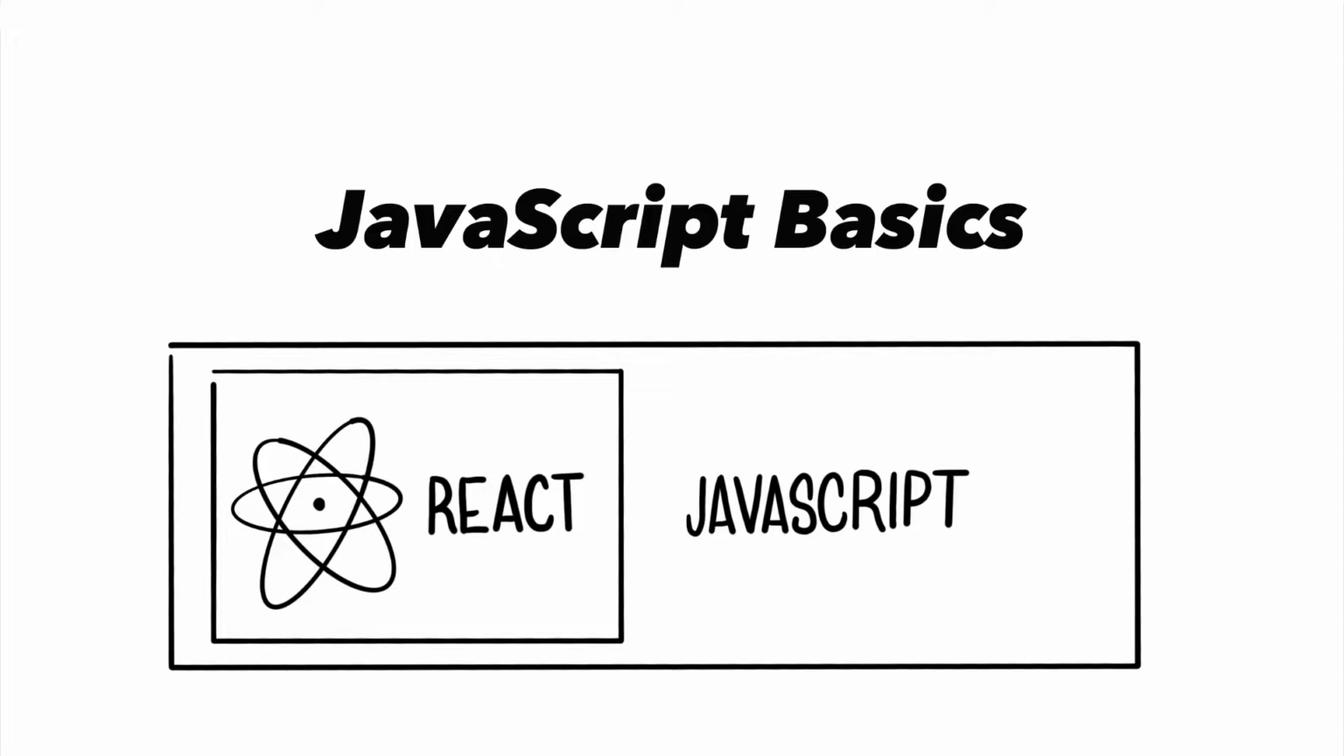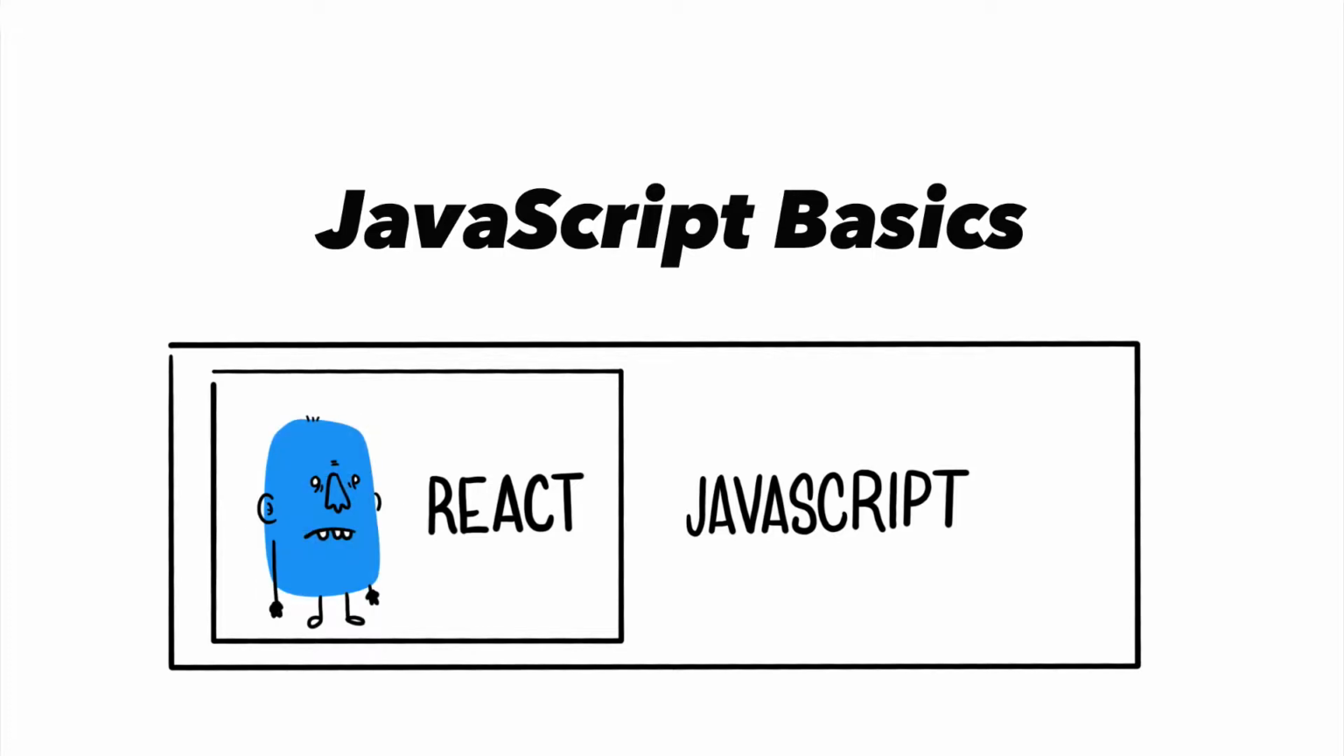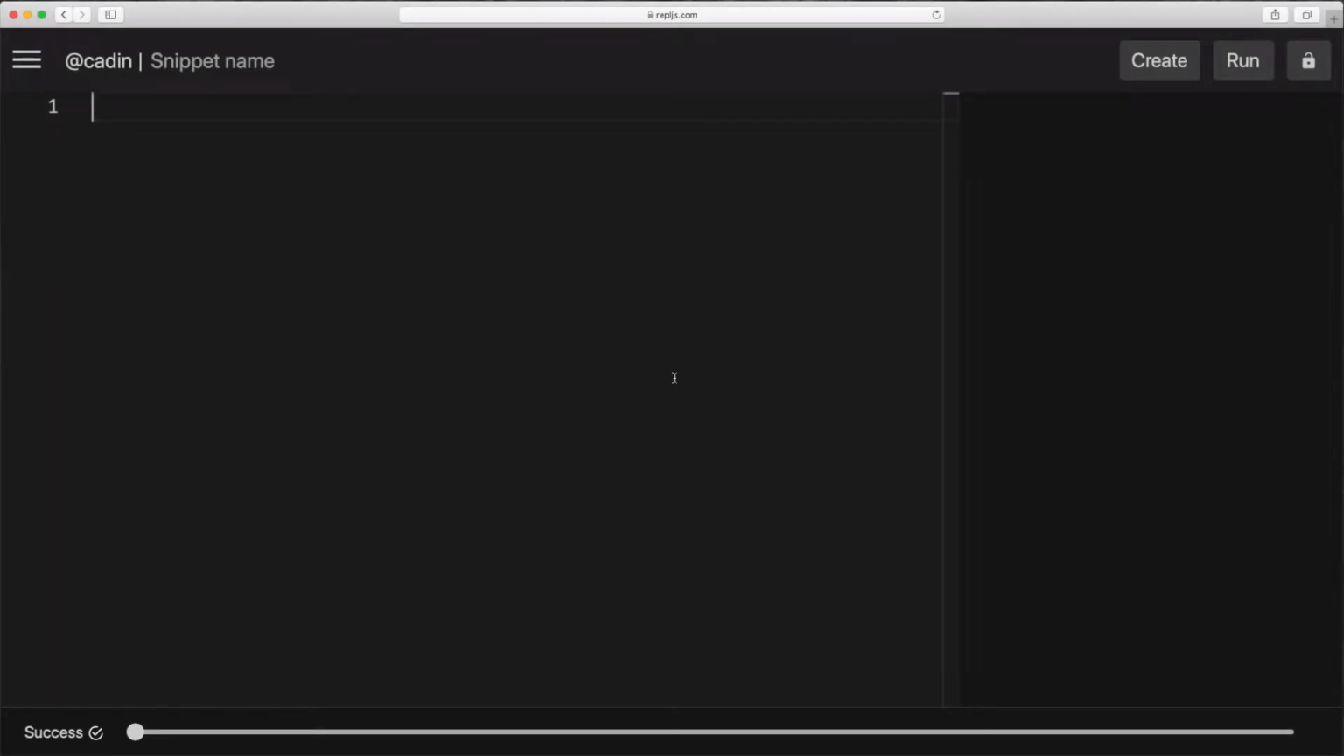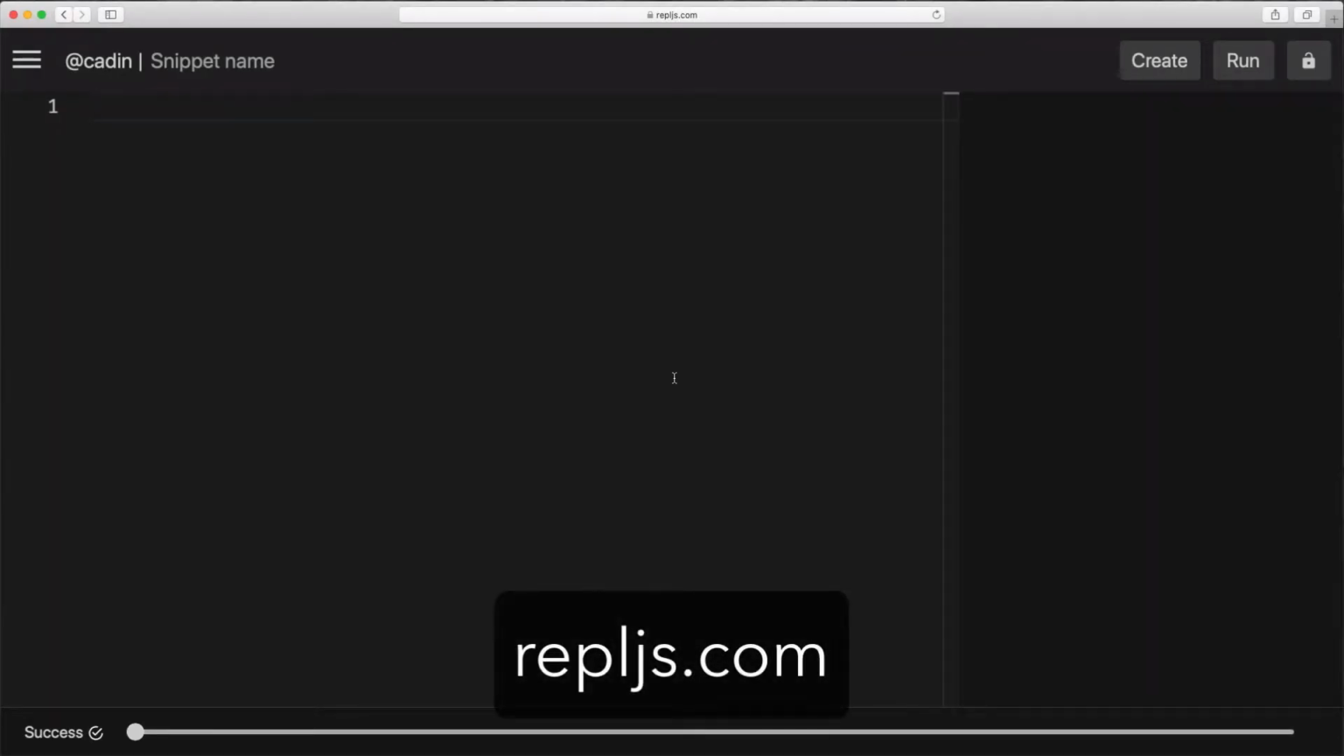A lot of the code that we will write will be a specific React style of JavaScript, but it will still follow the rules of JavaScript. So we need to know what those rules are. And some of the code we write will just be standard JavaScript. It won't be specific to React, so we need to know some of those basics before we get started coding in Framer. So I'm going to be using this online tool called REPL.js.